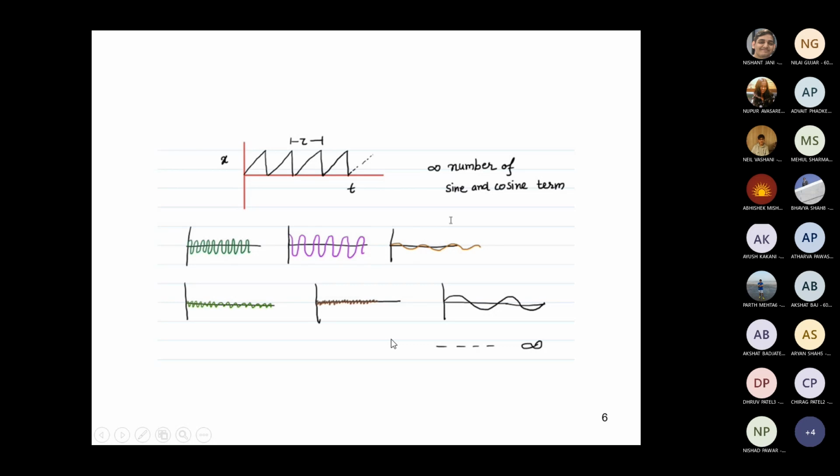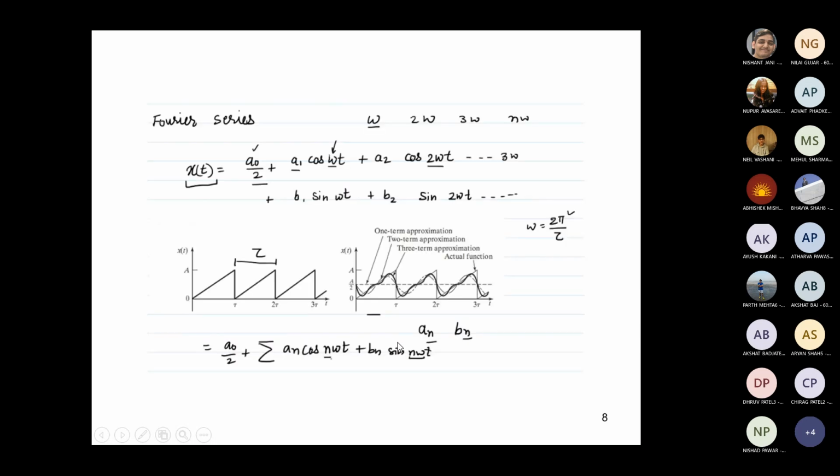I will get this original sawtooth. Okay, so the equation for fast Fourier transformation is x(t), that is the signal. I am breaking it down into an infinite number of sine and cosine terms. On the right hand side I get a0 by 2, that is a constant term, plus a1 sin omega t plus a2 cos 2 omega t, and so on and so forth in multiples of omega, plus b1 sin omega t plus b2 sin 2 omega t, and so on and so forth.